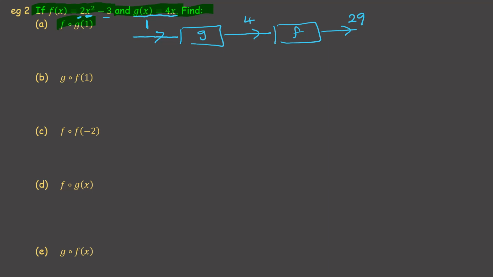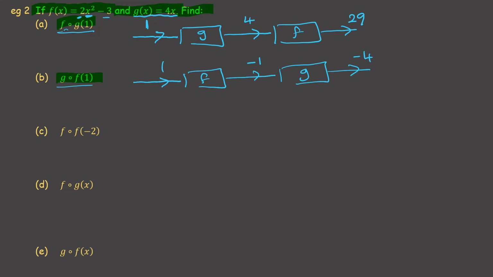And then we want to go the other way around, g of f of 1. So that's going to do f first, followed by g, and we're going to put 1 in there. Now f is going to square that 1, so we've still got 1, times it by 2, that means we've got 2, and then take away 3, which means we have negative 1. And then g is going to multiply that by 4, and we get negative 4. And we can see from that that f of g and g of f are not the same thing.